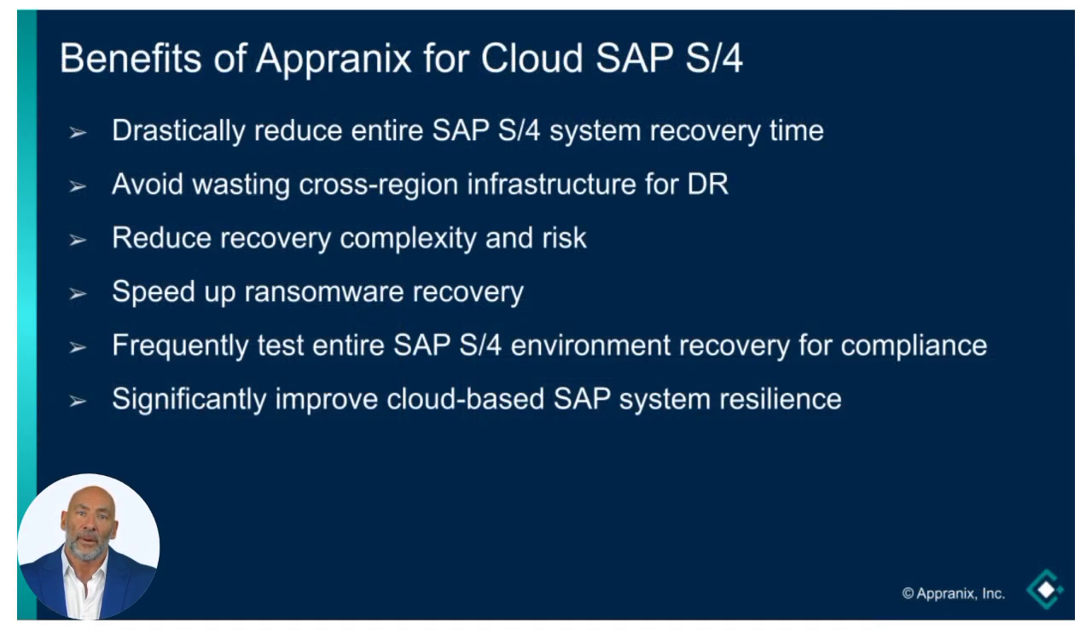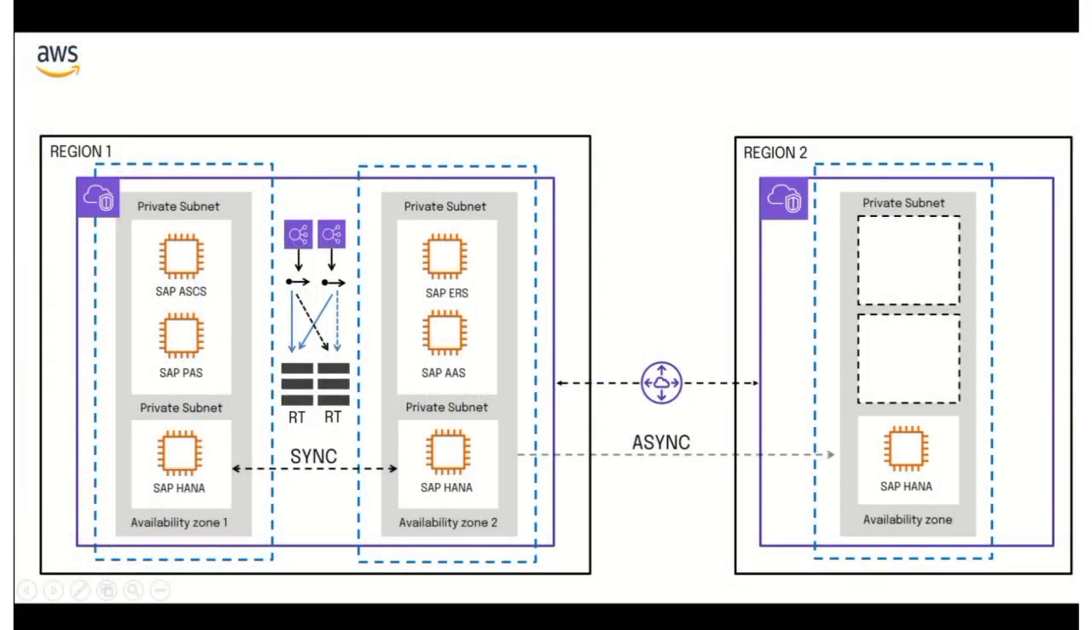Appranix significantly reduces recovery time and complexity for cloud SAP S/4, speeds up ransomware recovery, allows frequent compliance testing, and enhances system resilience. In this SAP architecture, the instance operates in the primary region while the database replicates asynchronously to the DR region.